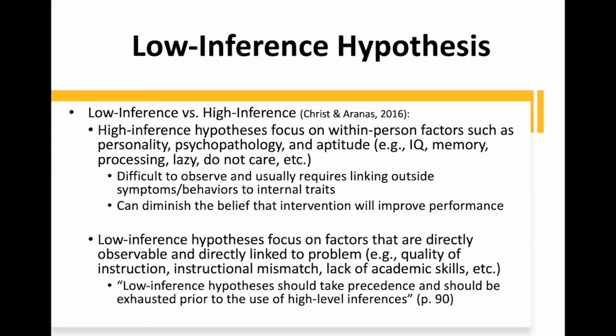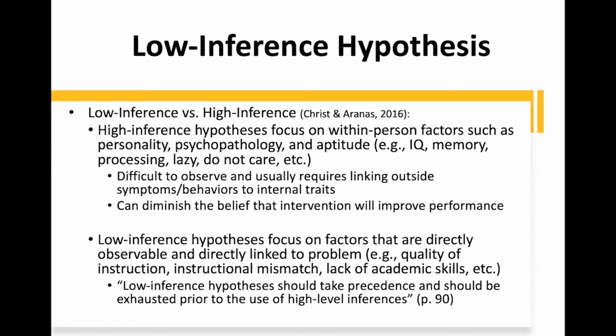So that is not to say that we will never have high inference hypotheses. The key piece is that we don't start there. We never start there. We focus on low inference. What are the factors that are most proximal to the actual manifesting concern? So what do I mean by that? With low inference, we're talking about directly observable factors that are linked to the problem.